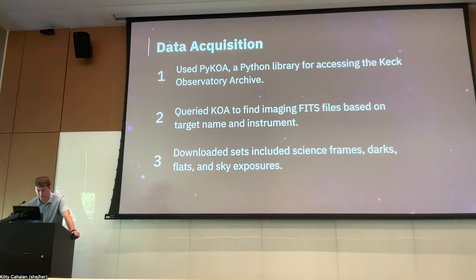So, data acquisition. To get started, I used a Python library called PyCoA, which lets you access and download data from COA. First, I queried the archive by specifying the supernova target and instrument. Then I downloaded different types of data: science frames, which are the actual images of the sky; dark frames, which correct for sensor noise; flat fields, which help correct uneven pixel sensitivity; and sky exposures, which help subtract background light. The instrument I used was NIRC2, which stands for the Near Infrared Camera, and it's the second generation. That's what the 2 stands for. It's an adaptive optics instrument, and it takes high resolution images.